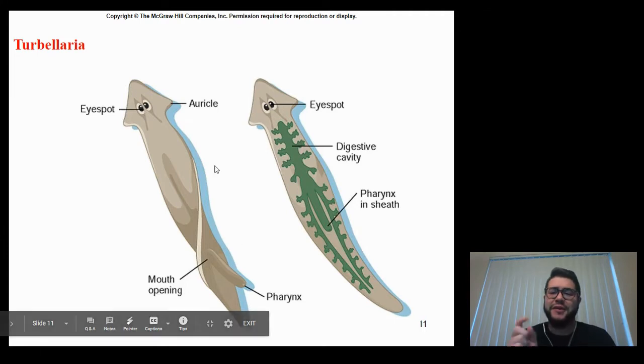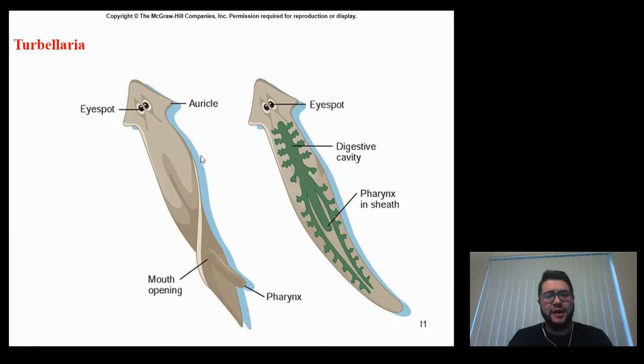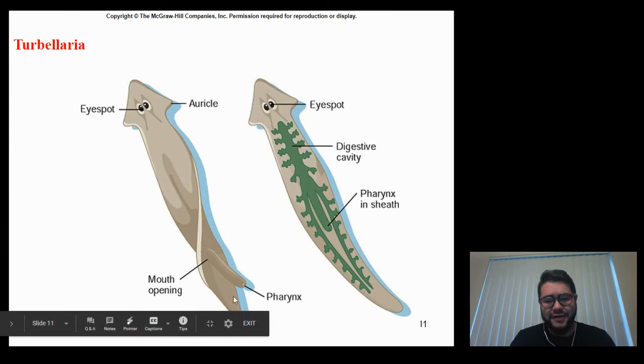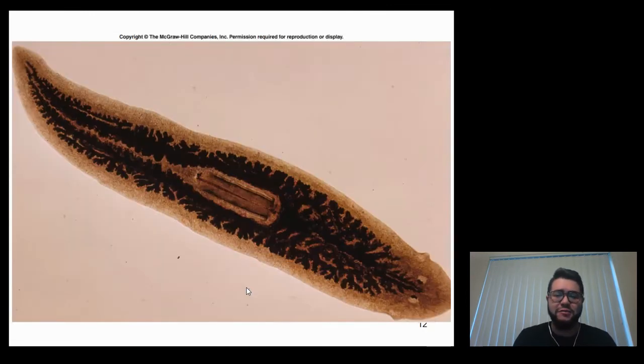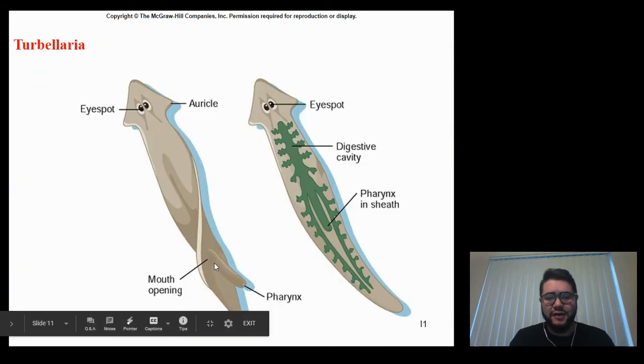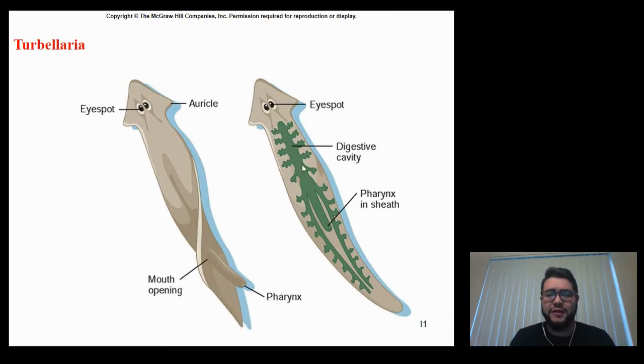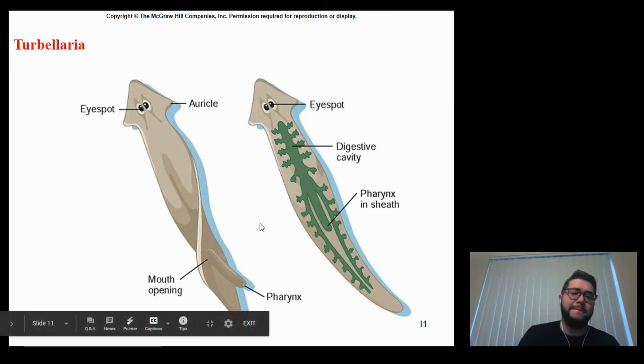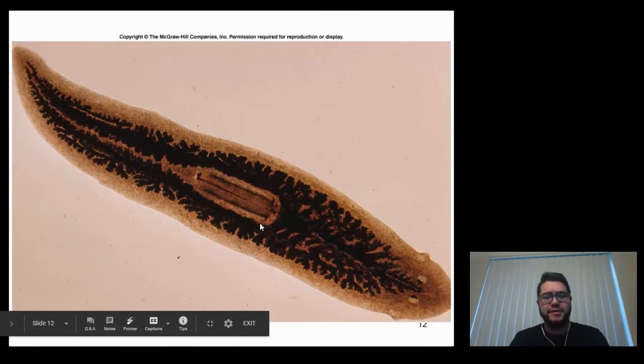You can also see their mouth isn't where you think it would be. The mouth is down here in the tail region right here where it says mouth opening and pharynx. And remember, there's one opening, right? So this is where food enters, goes up through the body, gets digested, and the digestive cavity spreads throughout the body, and then waste gets released out that same hole. And then this is just what it would look like under a microscope.